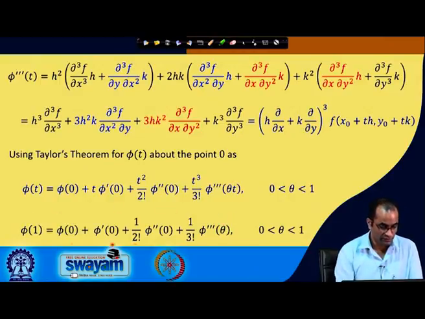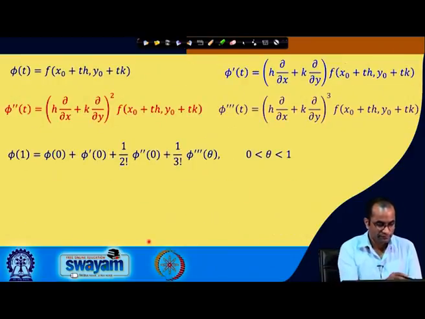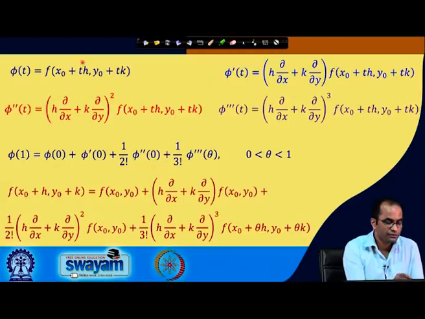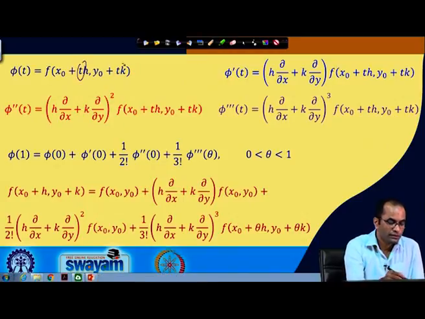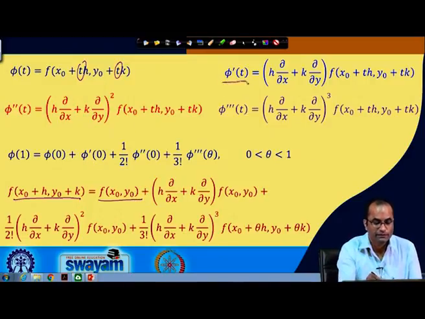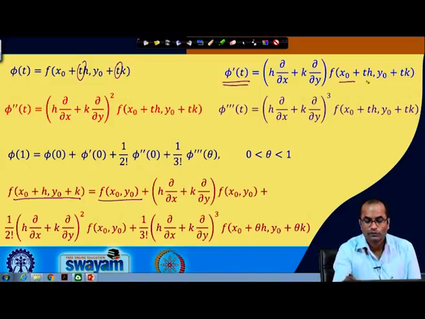So, now we will substitute these phi's which we have computed. The phi of t was this phi prime, phi double prime and so on, because of Taylor's theorem for one variable, and then we can substitute now. So, phi at 1 means t will be substituted as 1. So, we will get f of x 0 plus h and y 0 plus k, this term. Then phi of 0: when t is 0, we will have the x 0 y 0 term, and then phi prime at 0 means at the x 0 y 0 point.